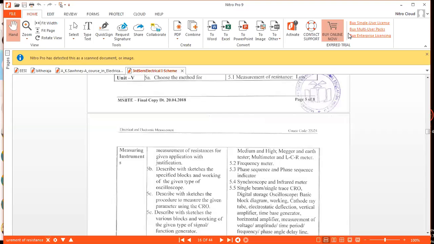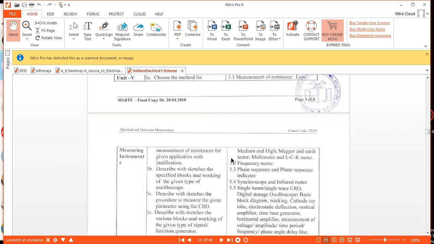Our fifth chapter is measuring instruments. The unit outcome is to choose the method for measurement of resistance for a given application. Resistance is classified into three types for measurement: low resistance, medium resistance and high resistance. You have to suggest the methods for measurement of those resistances.